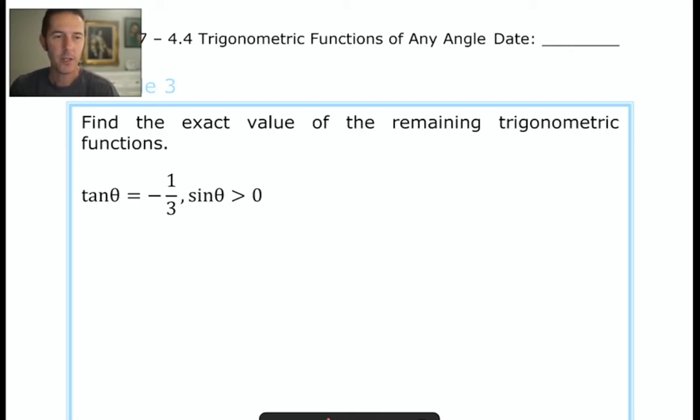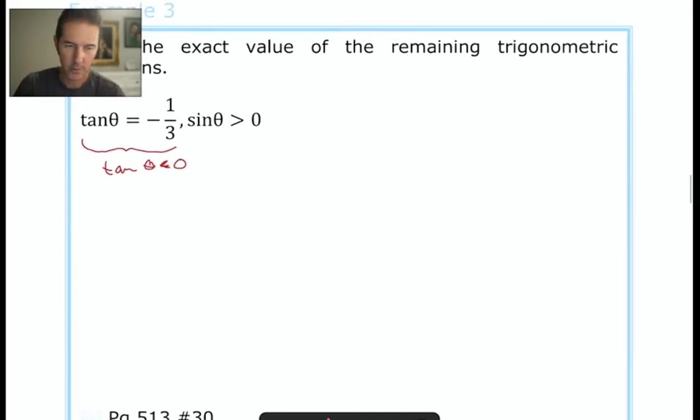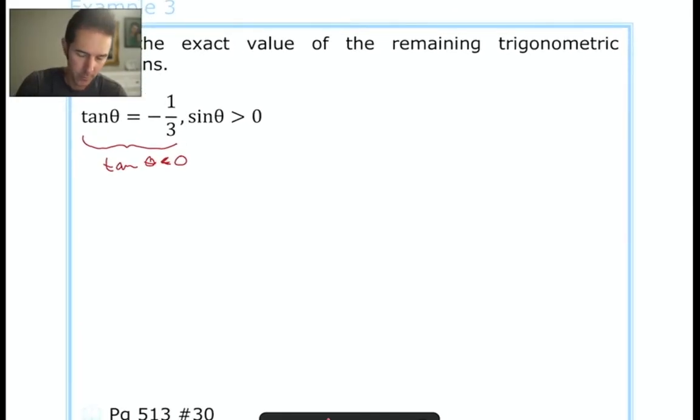Here, we see that if you take the tangent of theta, you get a negative answer. So what this tells me is that the tangent of theta is less than 0, similar to the kind of problem that we just finished doing. Tangent here is less than 0, sine is greater than 0, so we need to figure out which quadrant we're in. And if you want to write a little note that says, step 1, figure out which quadrant we're in, that's not a bad idea.